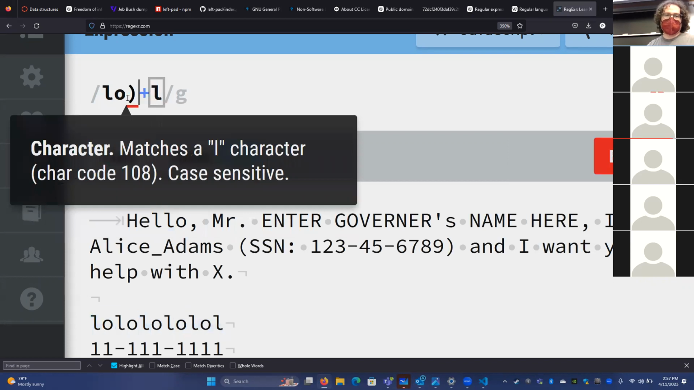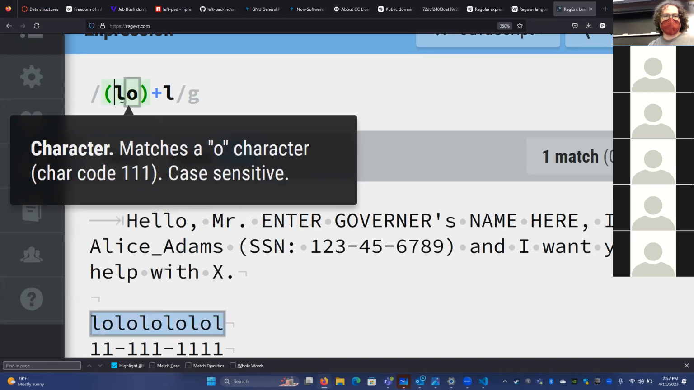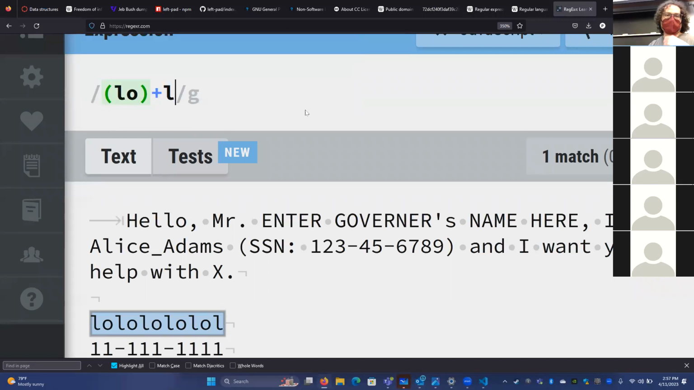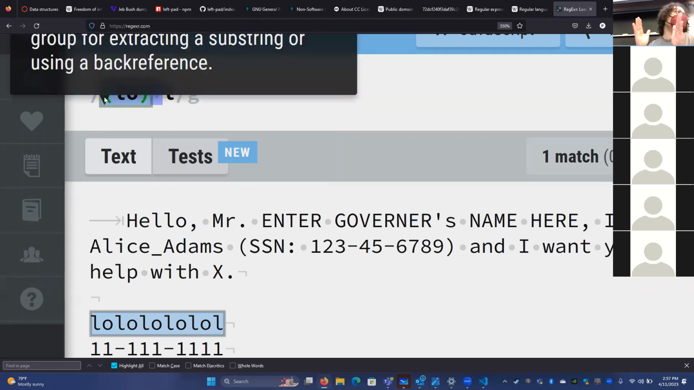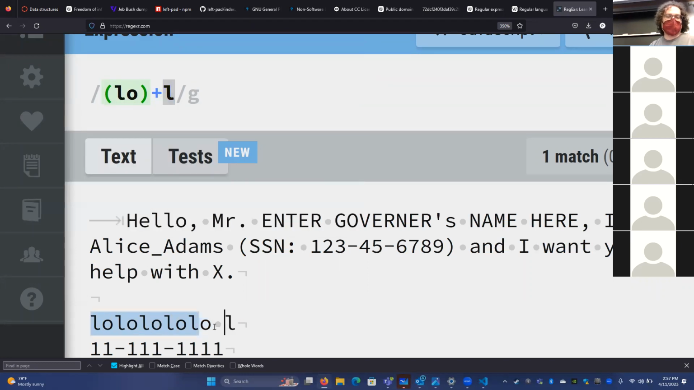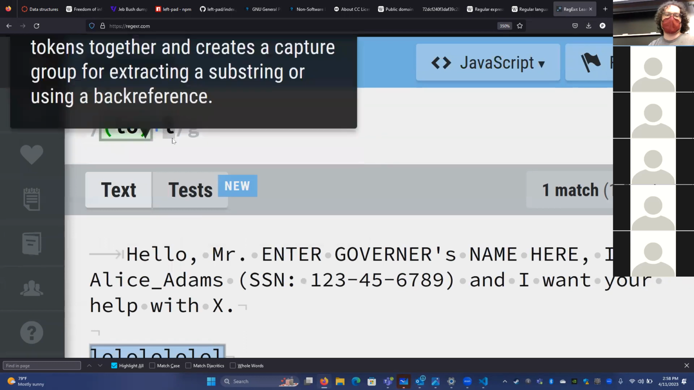So I can group these things together using parentheses, and it matches LO as one unit. It says, hey, LO taken together, I want to match at least one of those. So any number of LOs taken together, followed by an L. Here we can see we have a bunch of LOs, and when I remove the L, it doesn't match fully anymore. And over here, now it matches it all because it matches 1, 2, 3, 4, 5 LOs followed by an L.